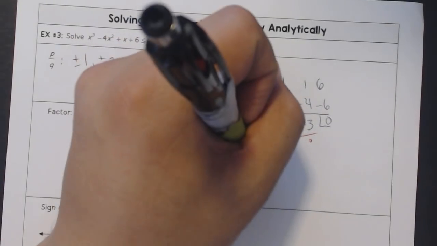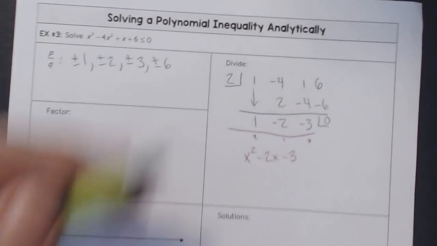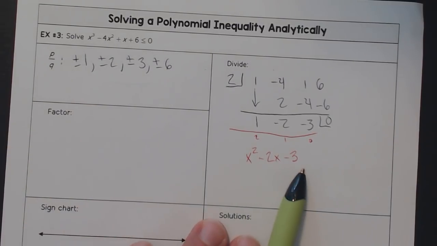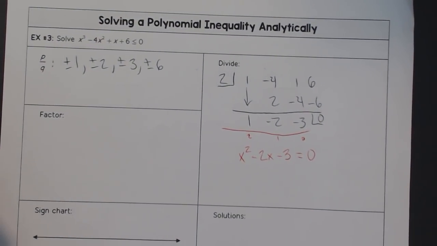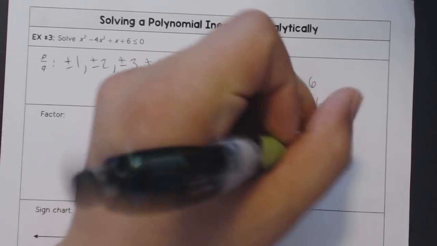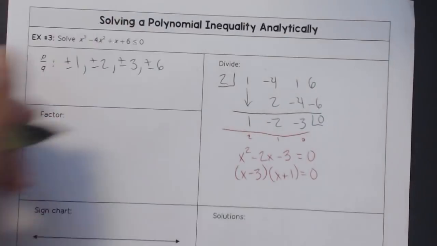So this is actually going to be x squared minus 2x minus 3 as the remaining quotient. And we're trying to solve, so we're trying to find the zeros of this function. And since it's a quadratic, we can factor this very easily. And if it doesn't factor, we can also use the quadratic formula. But this factors to be x minus 3 times x plus 1, and this is equal to 0.